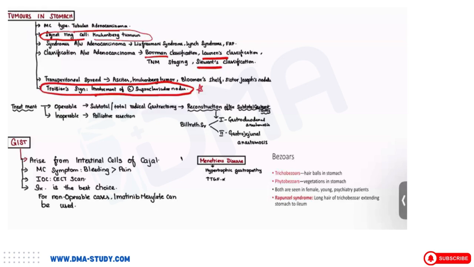Okay, treatment. For operable cases, you can do Billroth surgery. Inoperable cases, palliative care. Okay, inoperable cases, you have to do only palliative care.